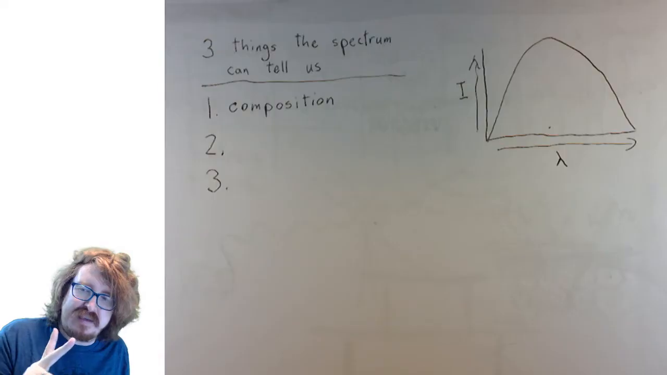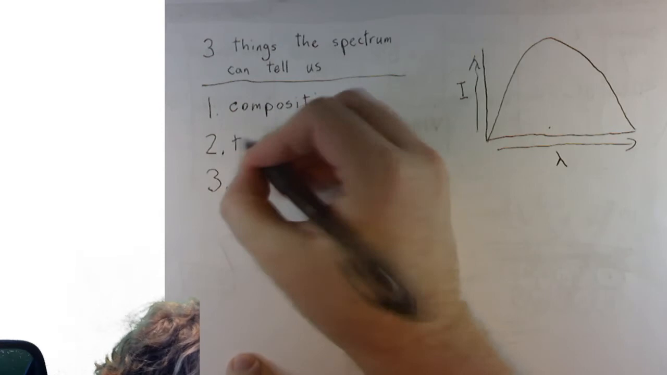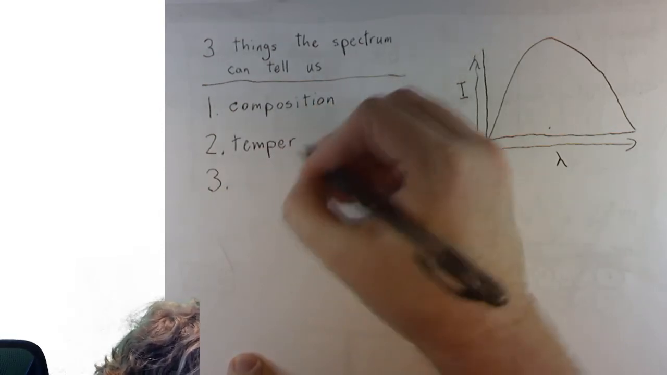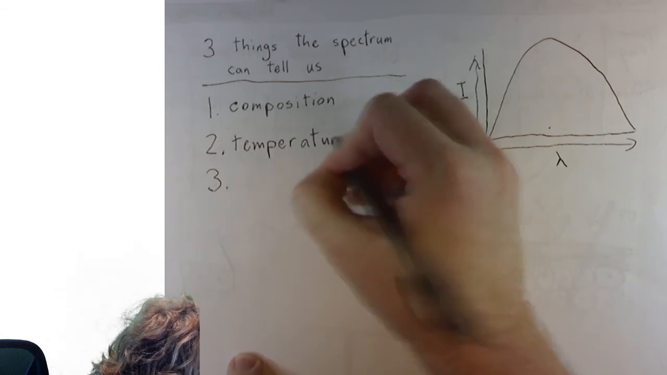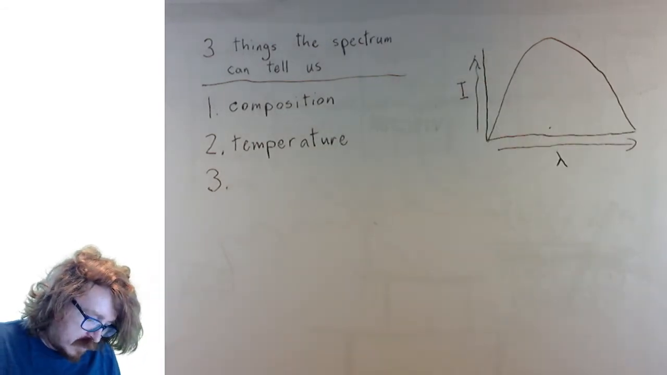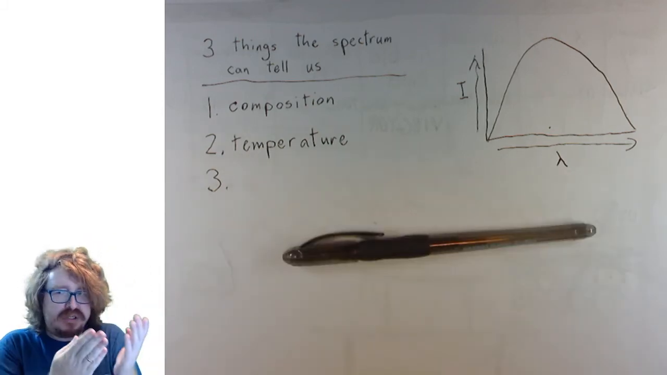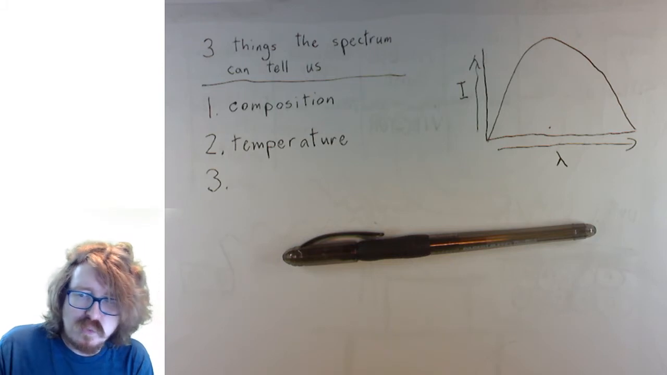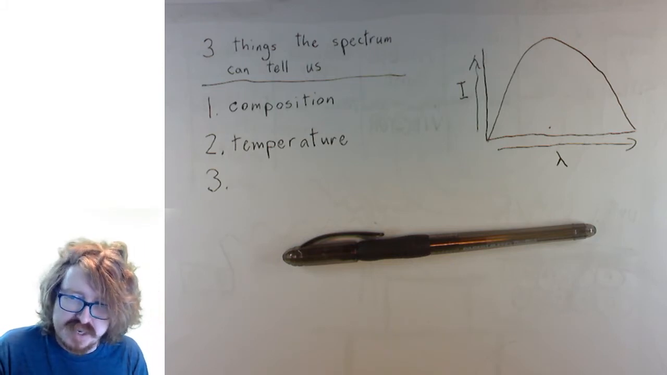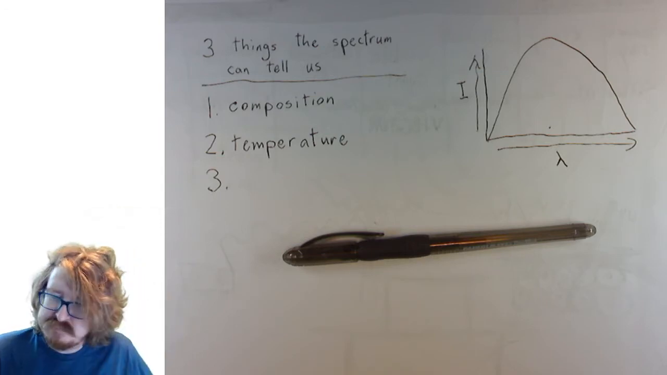What's the second thing we can learn from the spectrum? It's the temperature. We can tell what the temperature of an object is based on the pattern of light it's giving off. So here's my question. What is temperature? When we talk about the temperature of something, what are we talking about? What are we actually measuring about that object if we're talking about temperature? What does temperature mean?